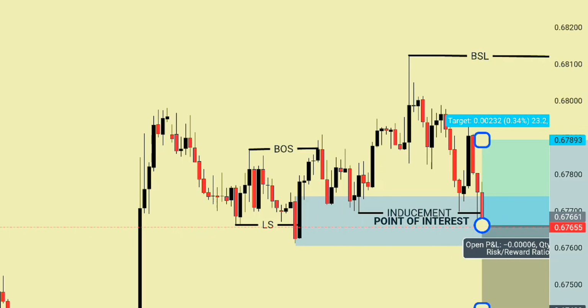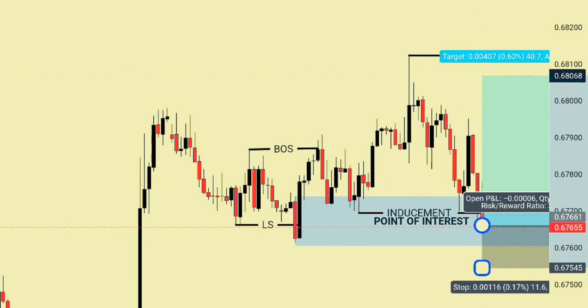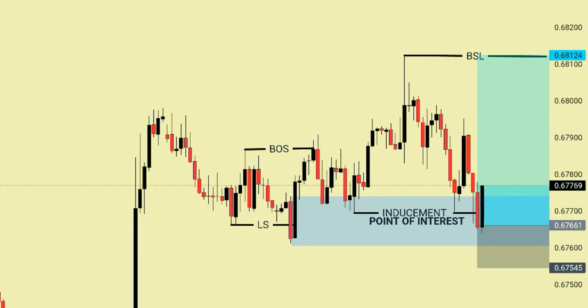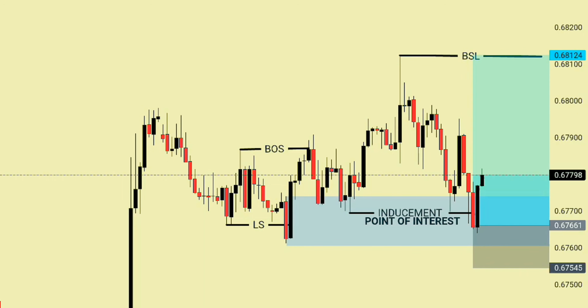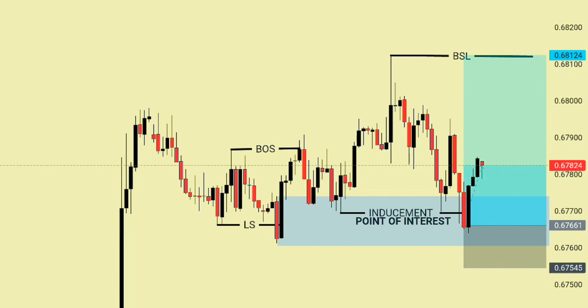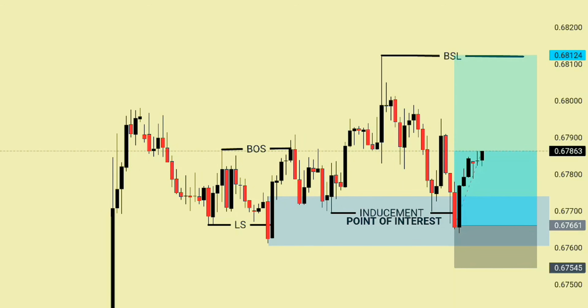Now let's talk about the actual trade execution. Once the market sweeps the inducement and taps directly into the point of interest, that is where I consider entering my long position. This is the most efficient entry point because price is at its discount and has collected all the required liquidity. For risk management, my stop loss is placed below the extreme of the point of interest. This keeps the trade protected while maintaining a favorable risk-to-reward ratio. My take-profit target is the buy-side liquidity above the major high. This gives the trade a clear direction and an achievable target.